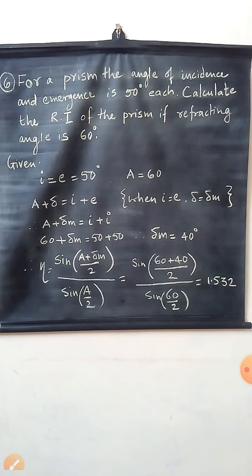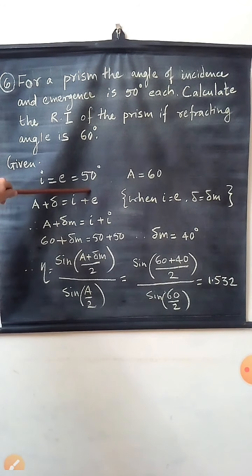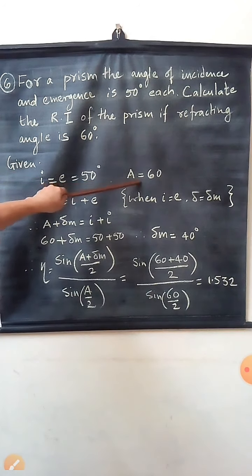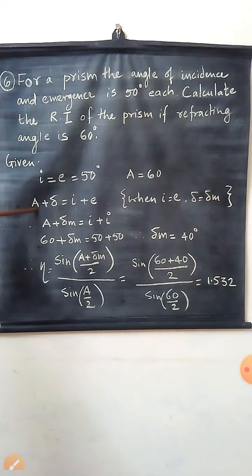So let's now write down the given data first. So I is equal to E, which is 50 degrees. Refracting angle of the prism A is 60 degrees. Now for a prism we know that A plus delta is equal to I plus E. You know this formula.